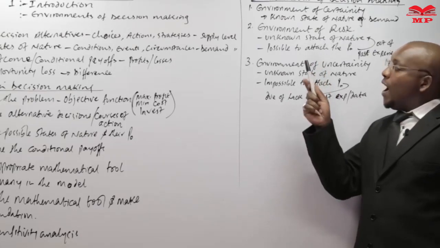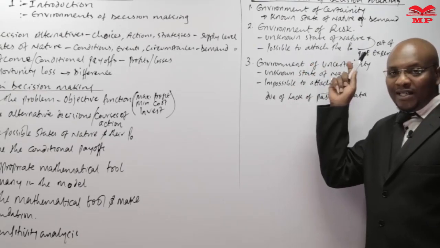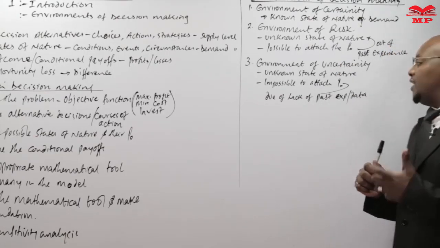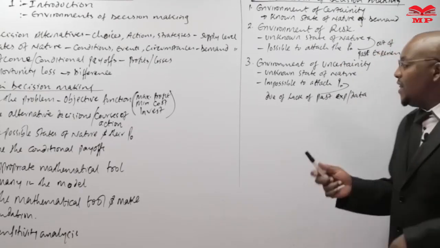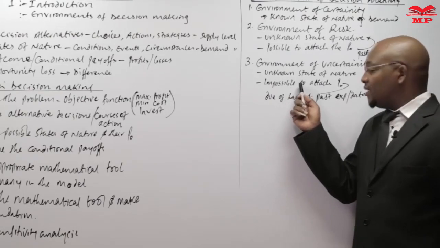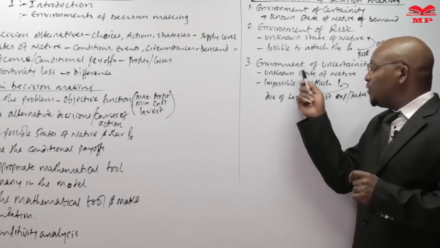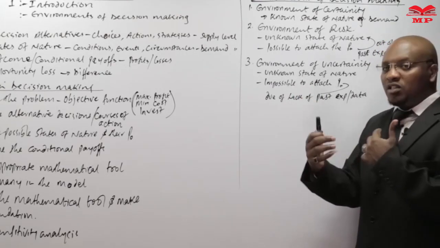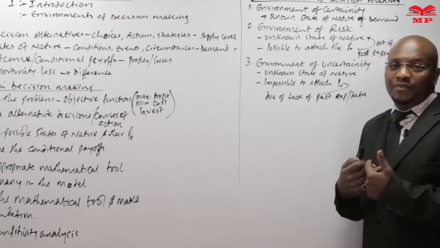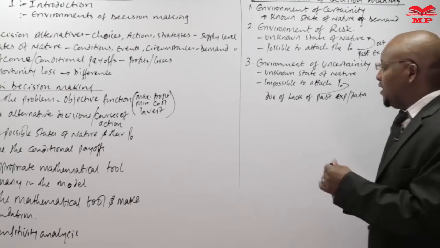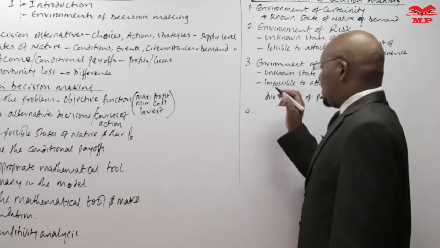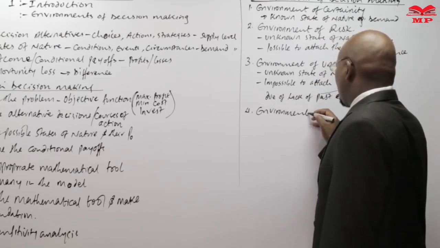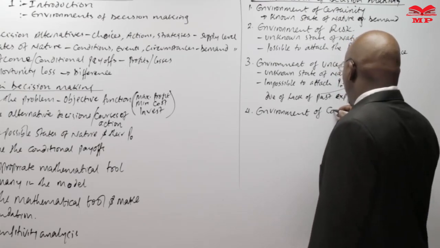That in the risk you are able to attach the probability due to past experience or past data, but for this one, since it's the first time you're doing it, then you do not have the past data, and therefore you are unable to attach the probability. But we normally assume that you can maybe guess what state of nature may happen. That's the difference. Then now we have number 4 is environment of competition.